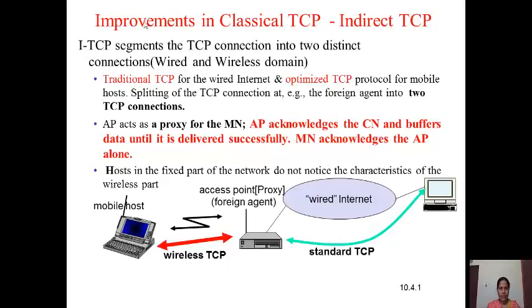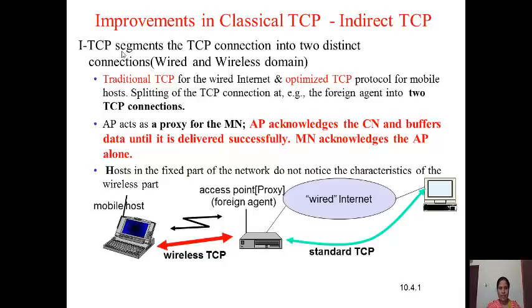Right. So the classical TCP is improved in all the cases that we are going to discuss, and we'll see how this improvement is brought in and how they have overcome the drawbacks that exist when they have to typically use the TCP that has been drafted from the wired network, right? So this indirect TCP is the first version that we are going to understand.